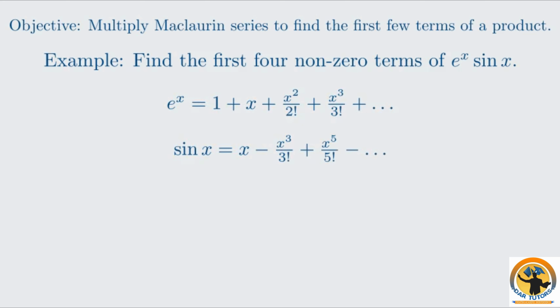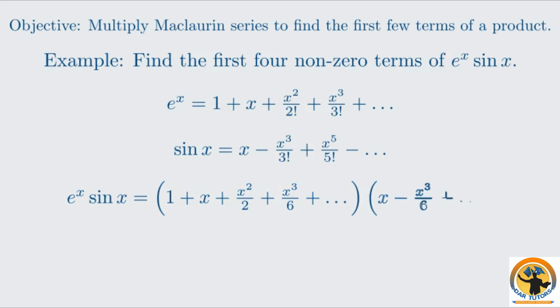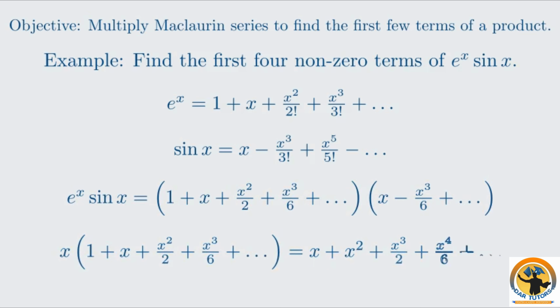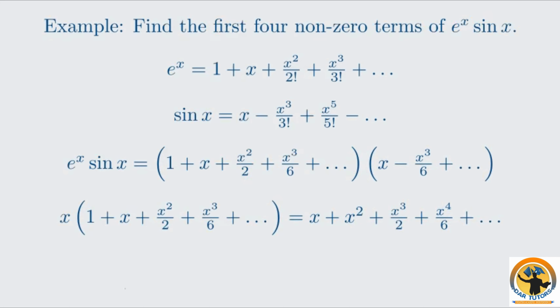Now we multiply these two polynomials. We set up the multiplication. We'll multiply the first polynomial by each term of the second polynomial. First, multiply by x. This gives us x plus x squared plus x cubed over 2 plus x to the 4th over 6 and so on. Next, multiply by negative x cubed over 6. This gives us negative x cubed over 6 minus x to the 4th over 6 and so on.